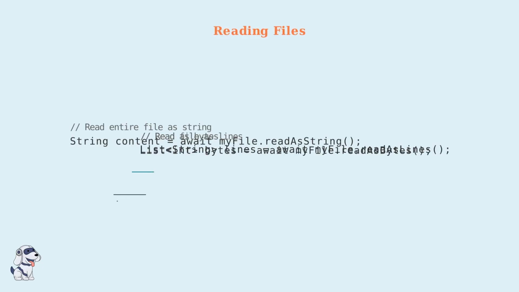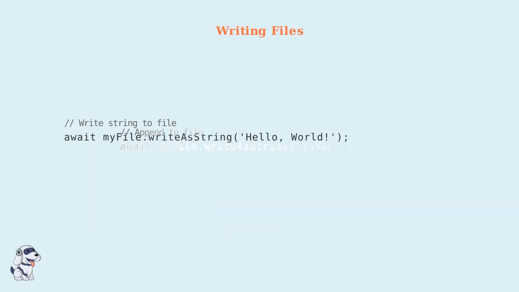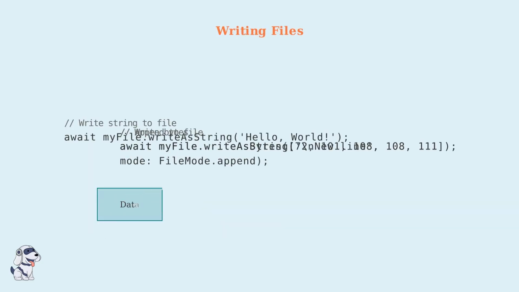Dart provides several methods for reading files. We can read the entire file as a string, read it line by line as a list of strings, or read the raw bytes. All these operations are asynchronous and return Futures. Writing to files is equally straightforward. We can write strings, append content to existing files using FileMode.append, or write raw bytes.